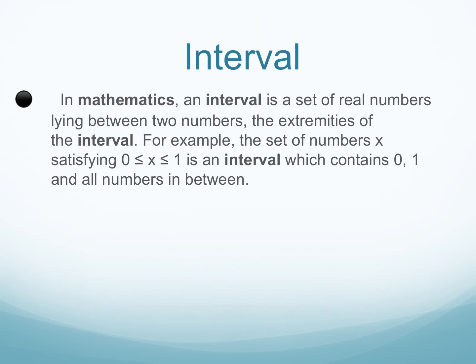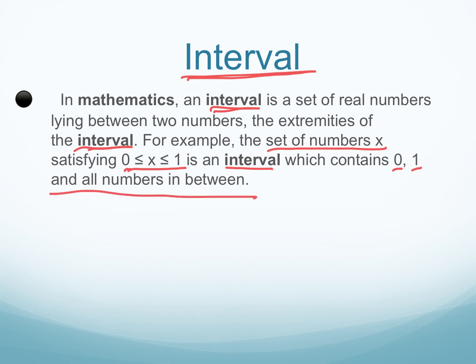So we talk about this, we talk about intervals. So in mathematics, an interval is a set of real numbers lying between two other numbers. They're called the extremities of the interval. For example, the set of numbers x satisfying 0 is less than or equal to x, which is less than or equal to 1, is an interval, which contains 0, 1, and all the numbers in between, 0.1, 0.11, 0.111, all those numbers in between. It is an infinite set between 0 and 1.